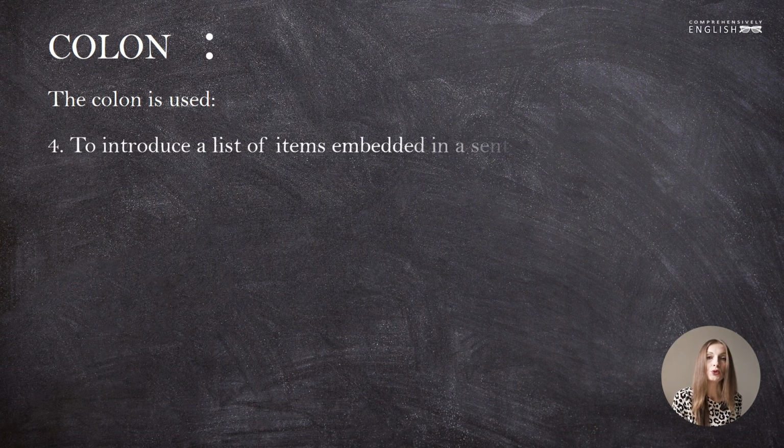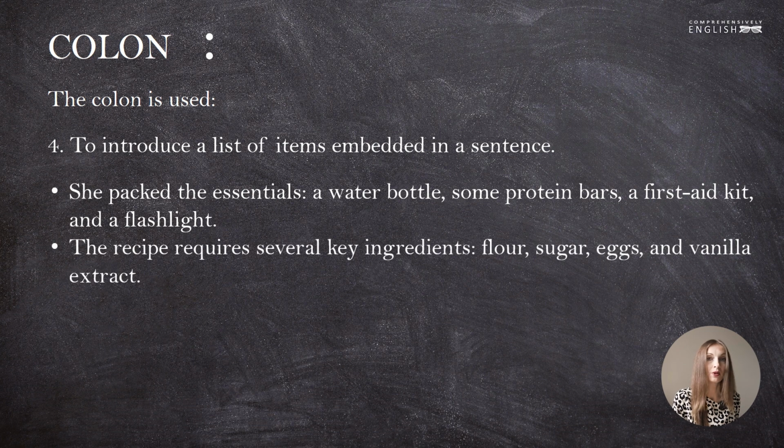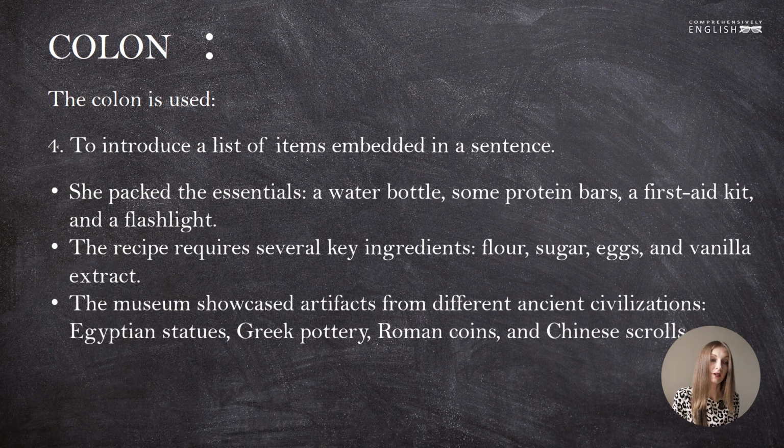The colon is also used to introduce a list of items that is embedded in a sentence. For instance, she packed the essentials: a water bottle, some protein bars, a first aid kit, and a flashlight. Another example. The recipe requires several key ingredients: flour, sugar, eggs, and vanilla extract. And one more, the museum showcased artifacts from different ancient civilizations: Egyptian statues, Greek pottery, Roman coins, and Chinese scrolls.